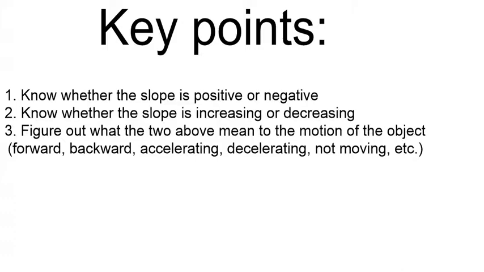Some general key points about slopes. You need to pay attention to whether the slope is positive or negative, and independent of that, whether the slope is increasing or decreasing. So you can have a decreasing positive slope, like what I just showed you. You can have an increasing negative slope, or an increasing positive, or any combination of these. Now, depending on what combination of these two sets of characteristics are, that will tell you about the motion of the object: forward, backward, accelerating, decelerating, not moving, etc. We're going to do more practice in class, and you'll see that more.